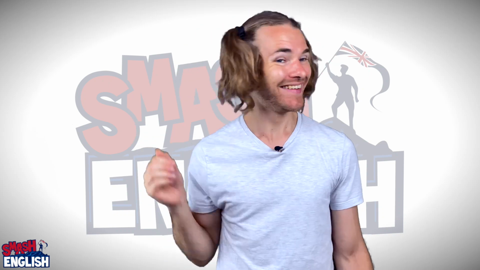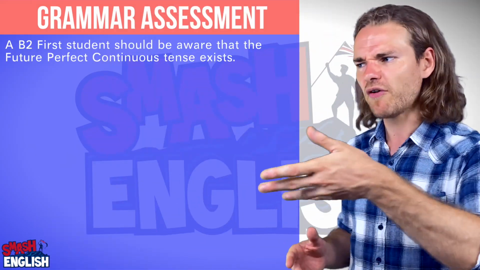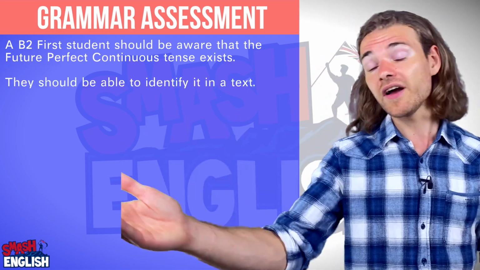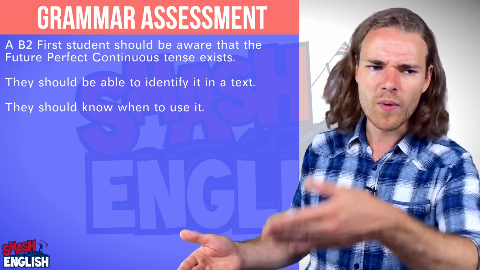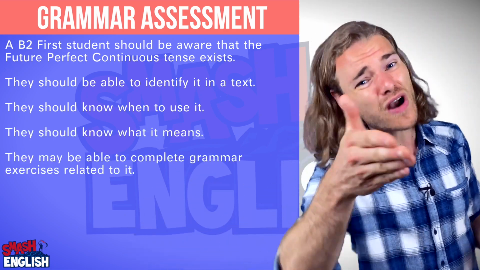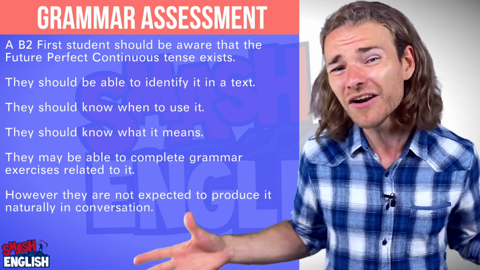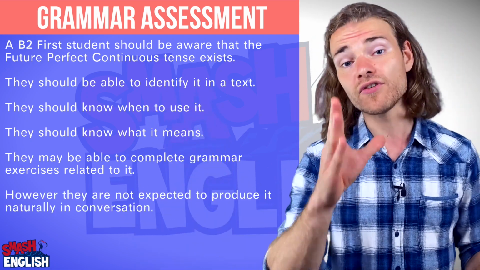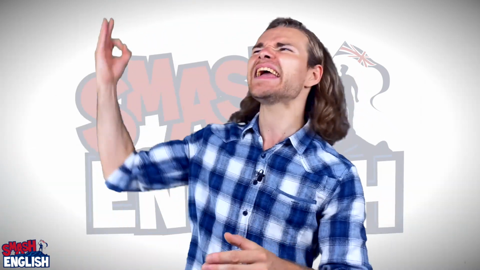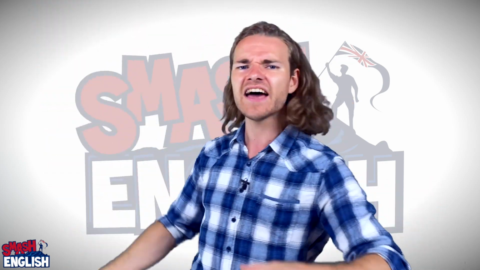A B2 First student should be aware that the future perfect continuous exists, for example. They should be able to identify it in a text. They should know when to use it and what it means. They may even be able to complete grammar exercises all about it. However, they probably cannot use it naturally in conversation. A CAE student can. A CAE student should be able to produce the future perfect continuous naturally and easily.